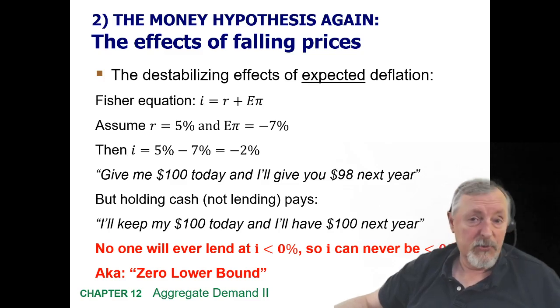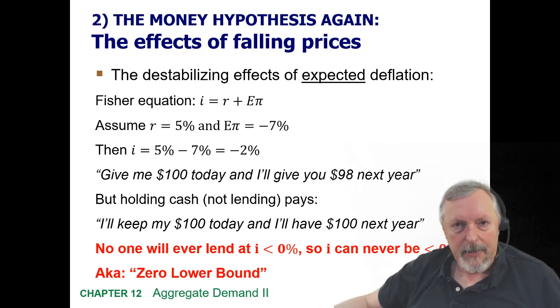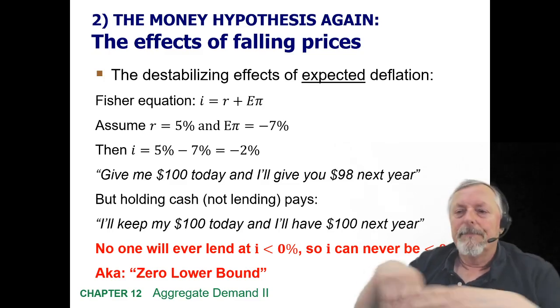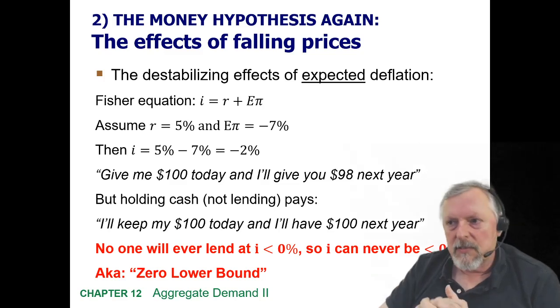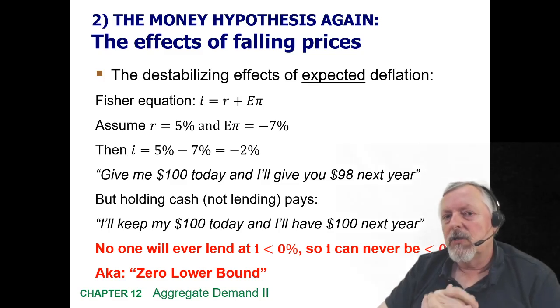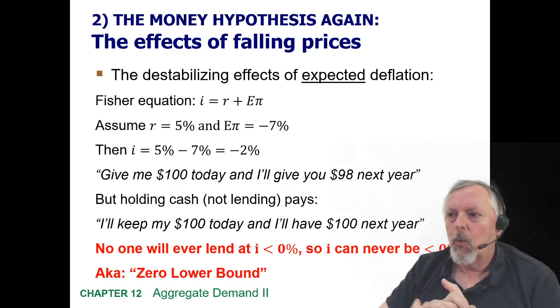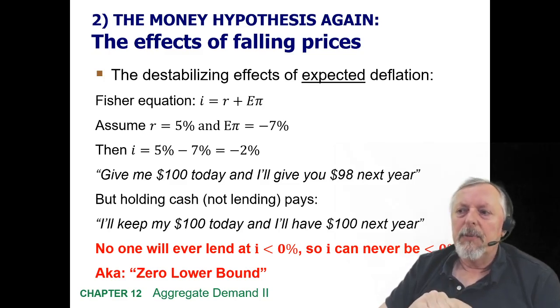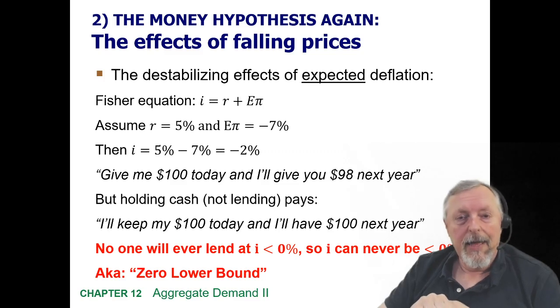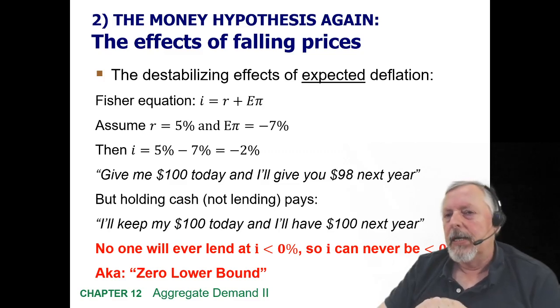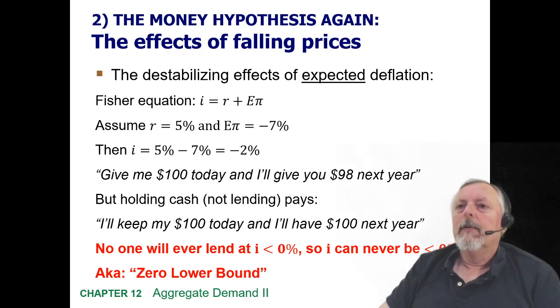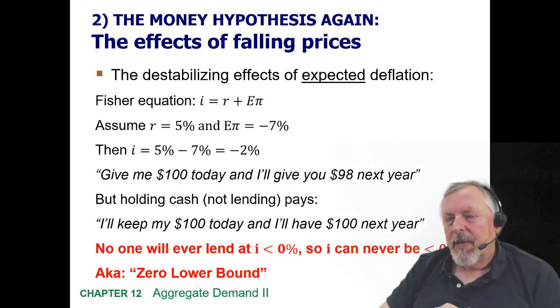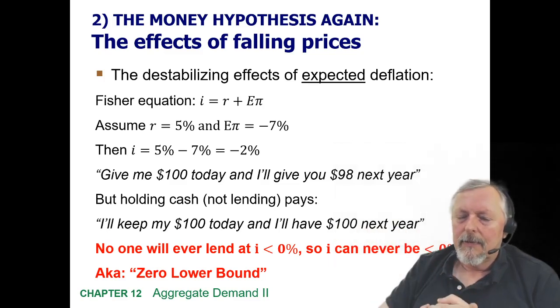Now, just between you and me, don't tell anybody I told you. Even though this is what the textbook says, there actually are circumstances where people can rationally lend at a negative interest rate. That gets into behavioral econ and things for another day.